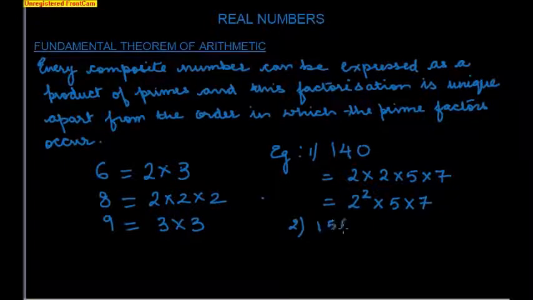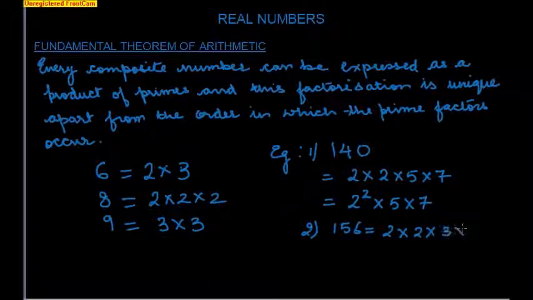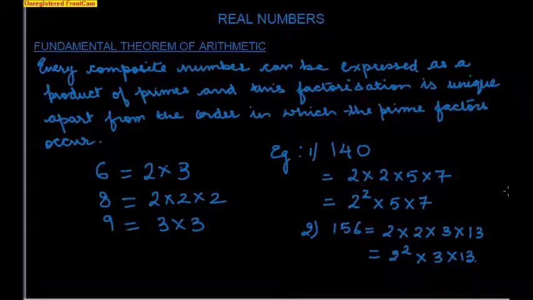I take 156 and I express it as the product of primes. The factorization of 156 is 2 into 2 into 3 into 13. As we all are aware of exponents, we write this also in terms of exponents: 2 square into 3 into 13. So this, according to the fundamental theorem of arithmetic, is the prime factorization of the two numbers.